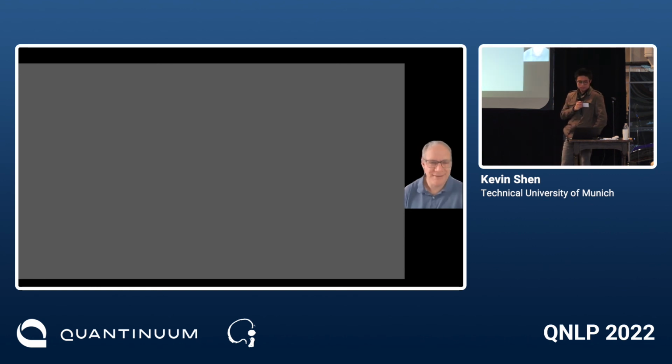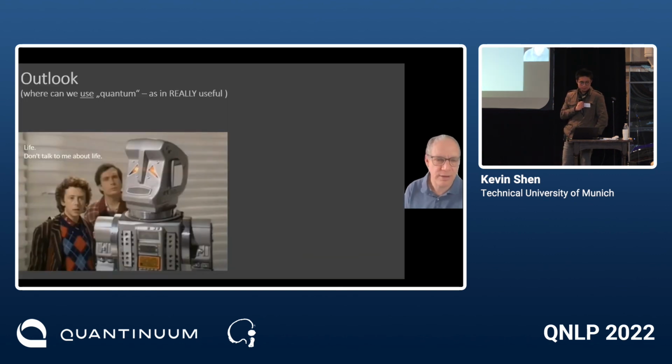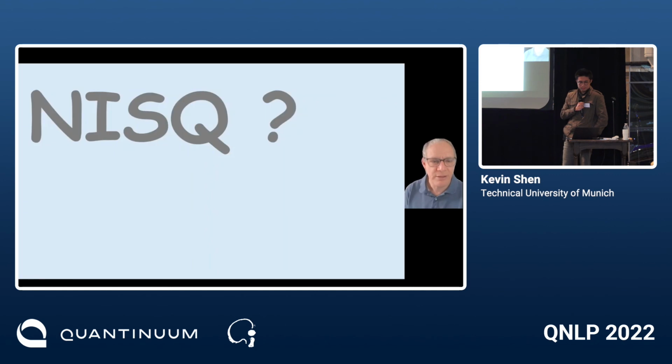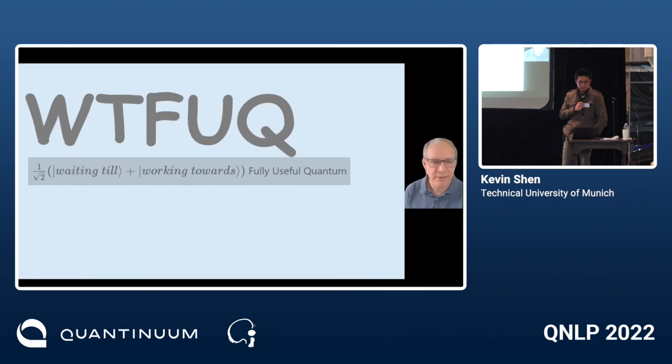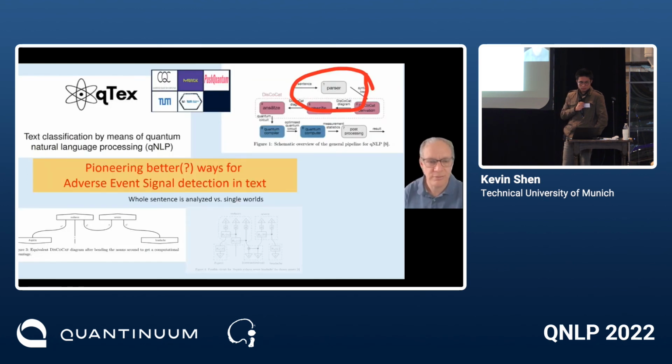Yeah, hi. Kevin wanted me to give you an outlook on where we can do something really useful from our perspective with quantum. We all know that we are in a NISQ era. We don't care too much because we're either waiting till or working towards something useful. I guess we all are working towards this. So what we tried, as Kevin told you, was pioneering some ways for a better adverse event signal detection, looking at whole sentences. We've seen all this.